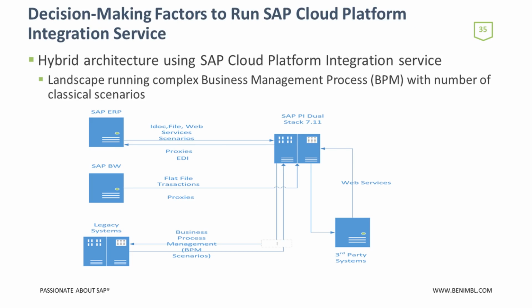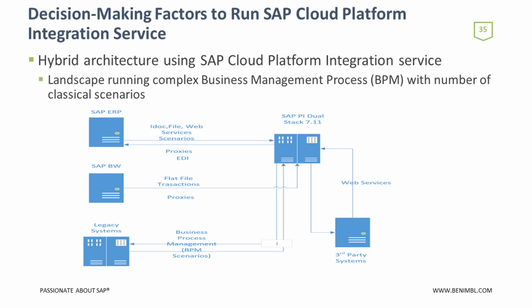Let's talk about the hybrid architecture. This is a scenario we recently did with one of our customers, who had a dual stack system running all the heavy-lifting BPMs and also the classical scenarios in the landscape. They had business process management from legacy systems like AS400, and BPMs to send and receive sales history to APO and purchase sales orders to APO. They also had IDOC scenarios with high data volume running on their landscape.